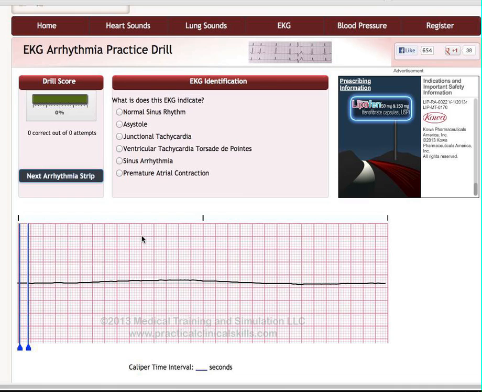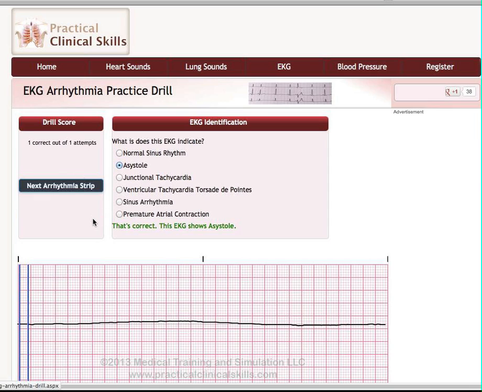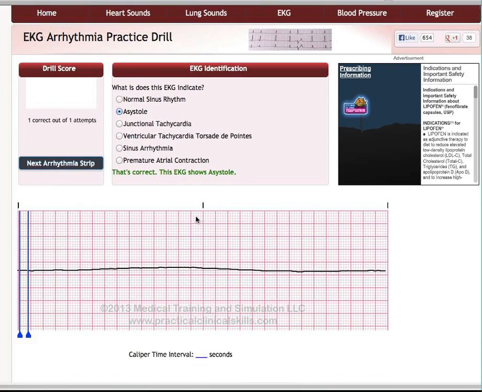So up here in these rhythms, this isn't a normal sinus rhythm. This is not tachycardia. There is no torsades. There is no sinus arrhythmia because there's no sinus rhythm whatsoever. And there's no atrial contraction, so this is just a plain old asystole. And it says that we are correct, so I didn't have any issues identifying that. I would certainly hope many of you don't have any issues with that one. So let's continue.